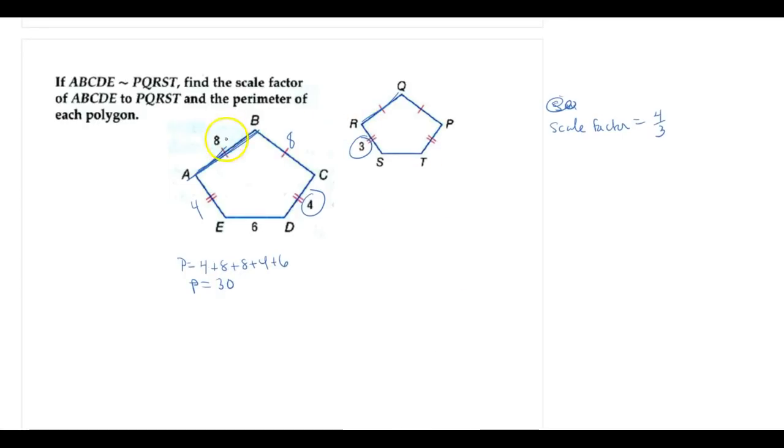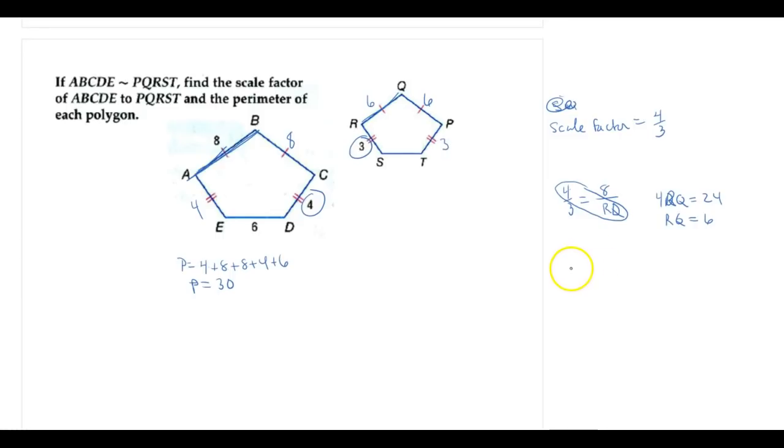Now here, if the similarity ratio or scale factor is 4 to 3, I'm going to find QR by using the scale factor. So 4 over 3 is equal to 8 over RQ. And when I solve this, 4RQ is equal to 24. I cross multiplied this way. So RQ is equal to 6. So I know these are congruent to each other. If that's 3, this is 3.